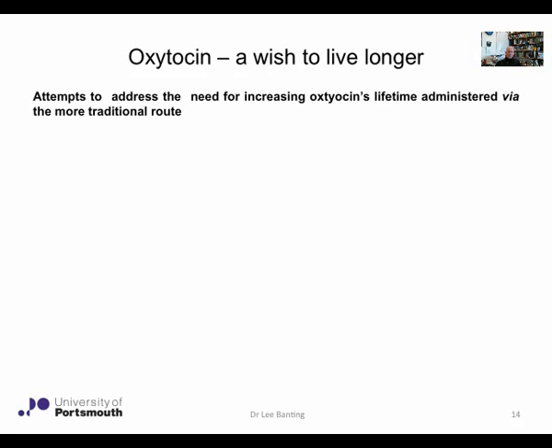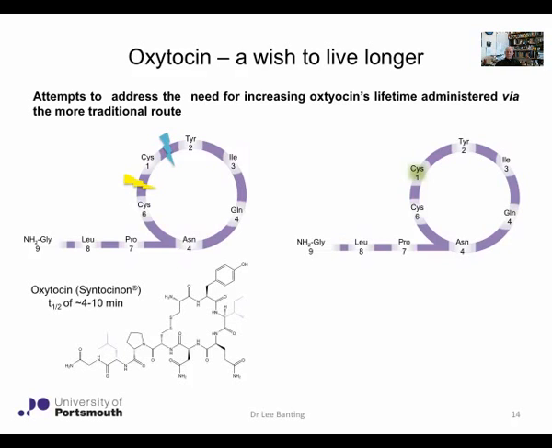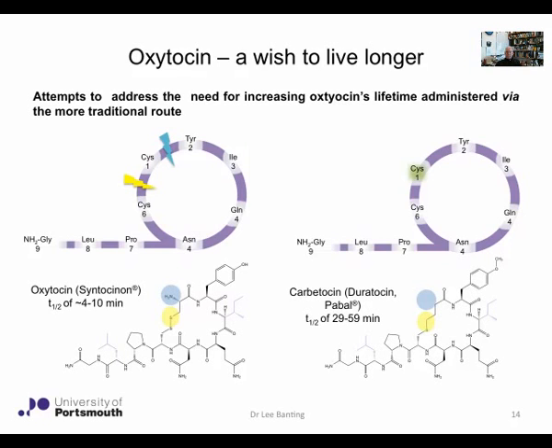Okay, if we want oxytocin to live longer as a peptide drug, then we've got to do things to the structure. And one thing that has happened is the development of a longer-lived version of oxytocin known as carbetocin. Carbetocin's half-life is, you can see, between 30 and 60 minutes, much longer than oxytocin, but still not vastly increased, but certainly of longer duration. And this is because the chemistry around the cyclic part of the structure has been changed.